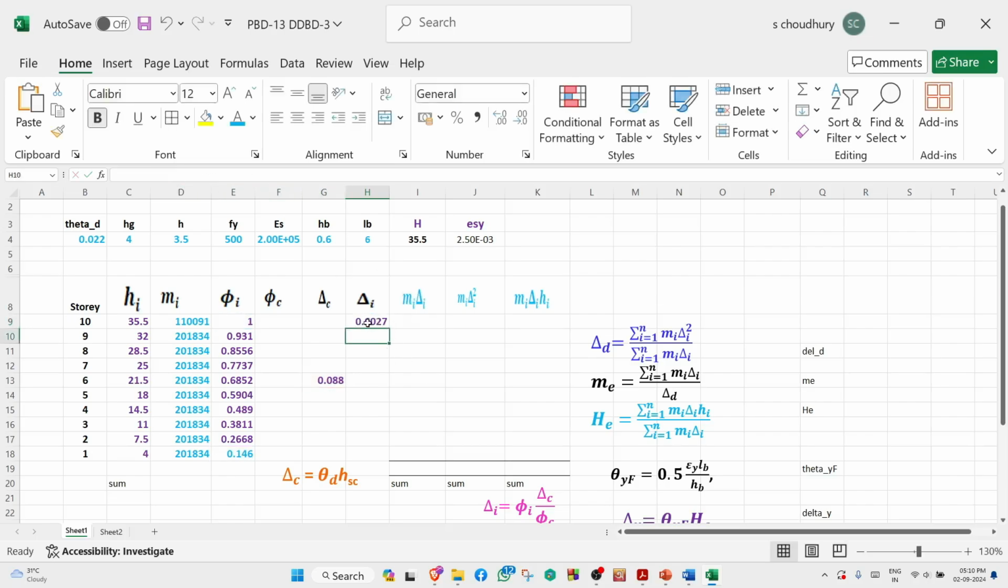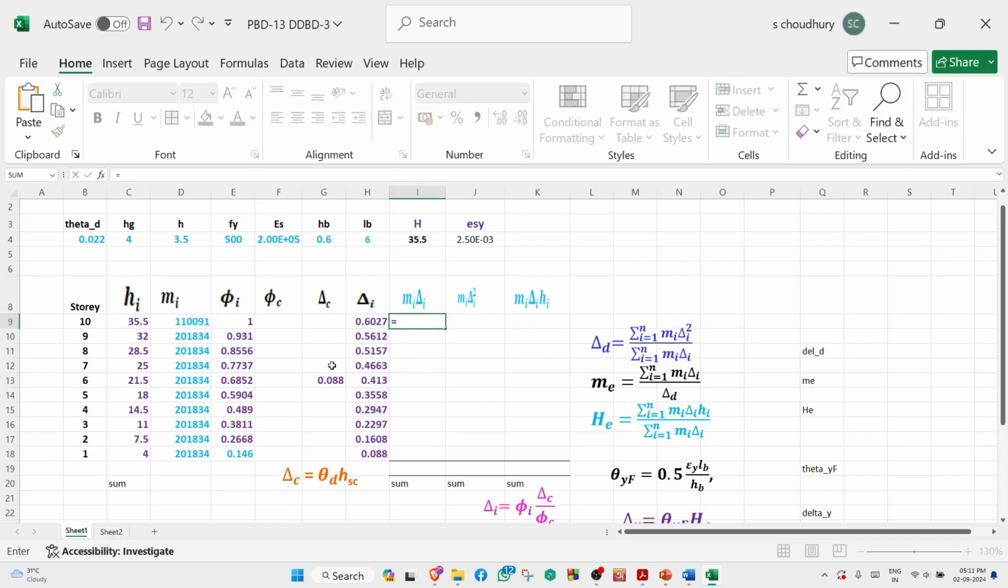So this is your delta I, and now we'll apply it over the other stories, and these are the values of the displacement profile delta I. So mi delta I is simply the product of these two columns, the mi column. These masses from the previous slide I have taken up here. At the roof level and other levels, it is the same as 2021, 834, etc.